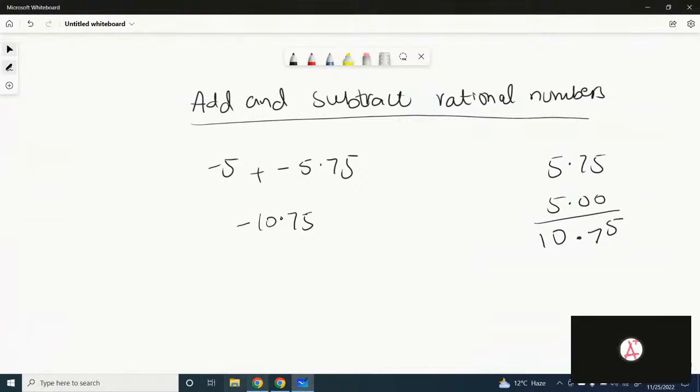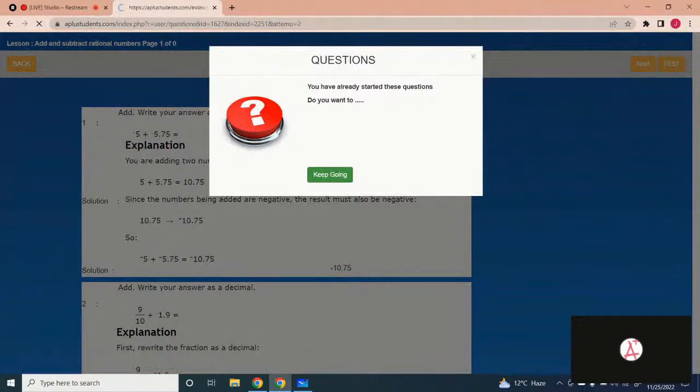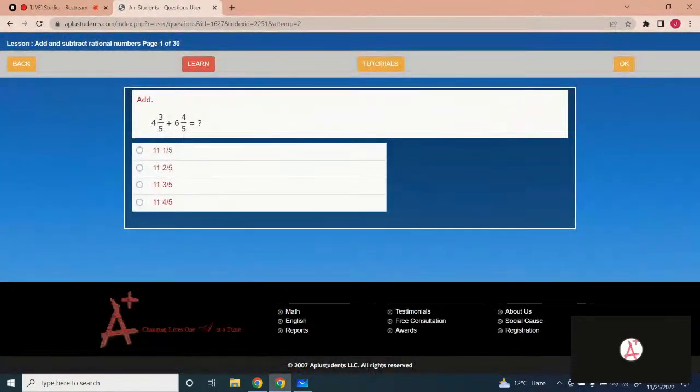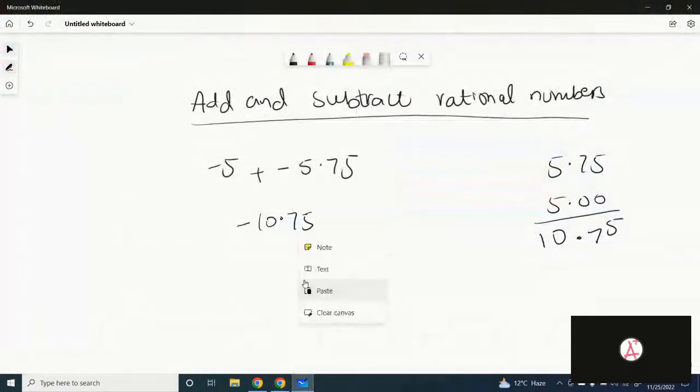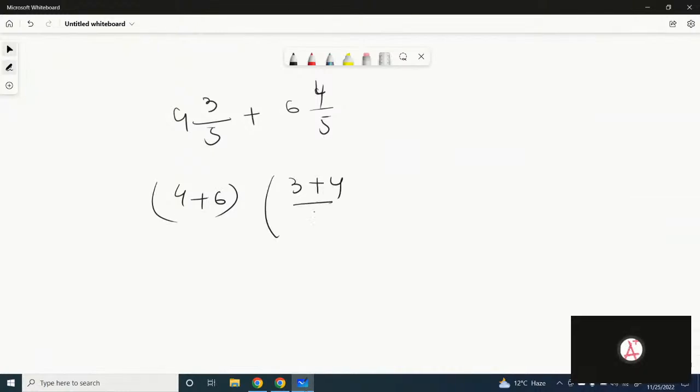Okay, so let's just start with the test questions. The first one is add 4 whole 3 by 5 and 6 whole 4 over 5. It would be 4 whole 3 by 5 plus 6 whole 4 over 5. I'm going to add the whole numbers first, 4 plus 6, and then I'm going to add 3 plus 4 over 5. Got it? 4 plus 6 is 10.